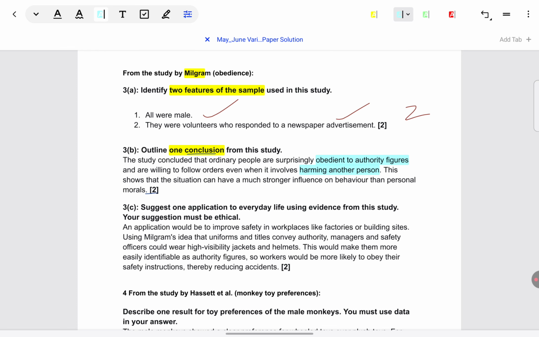Next, the model answer says that this shows situation can have much stronger influence on behavior than personal models. Frankly speaking, this part of the model answer is a little extra. Even the first sentence would have been enough because it contains 2 points. It talks about obedience in common ordinary people, and it talks about harming another person out of desire for obedience. So this part which says that situational factors have a stronger influence is unnecessary because after all it's only for 2 marks. It's an additional point.